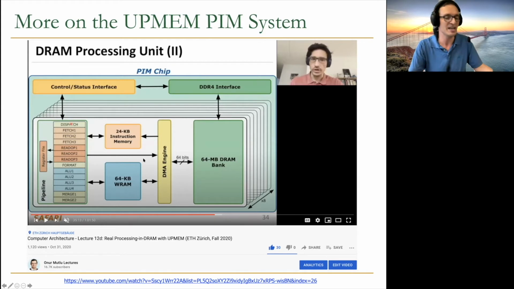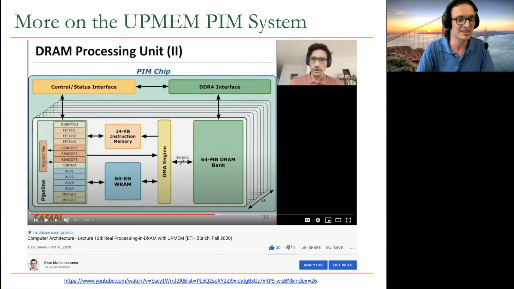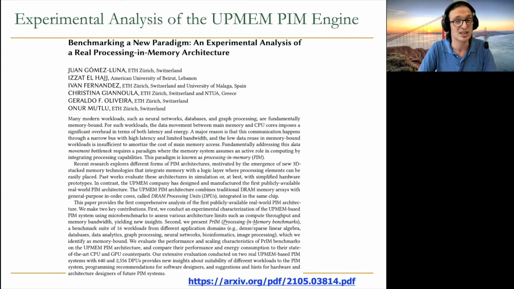Now, I'm not suggesting this is the best way to construct a processing in memory system, but this is one way of constructing a processing in memory system without changing the programming model a lot. And even this leads to significant performance improvements compared to existing CPUs and GPUs. And you can read about that in this paper. This paper that we wrote recently, you can find on arXiv. It was published on arXiv last month, actually, in late May. And there's a significant effort in analyzing the performance of the system here. And in the end, we compare it to existing CPUs and GPUs.